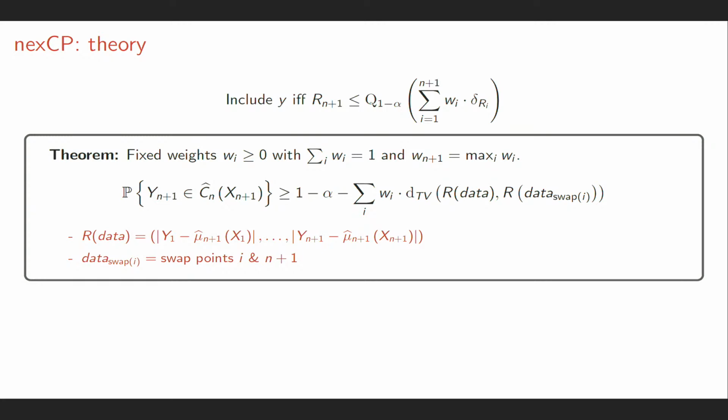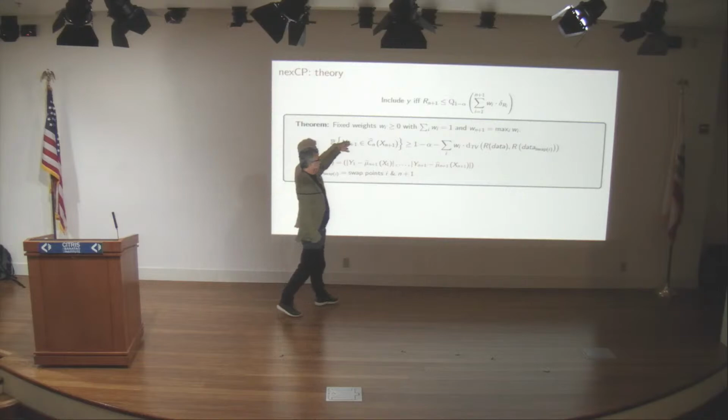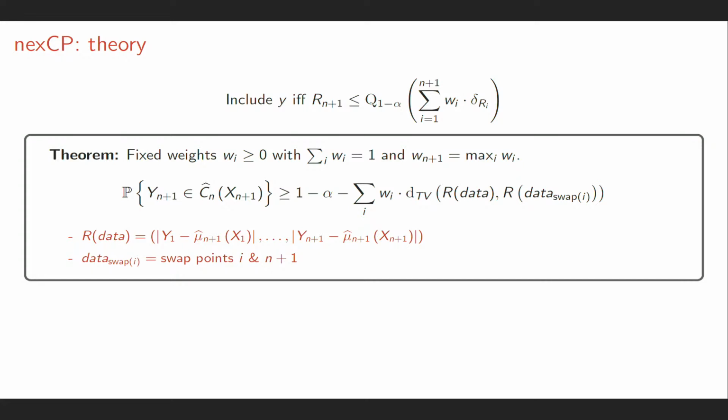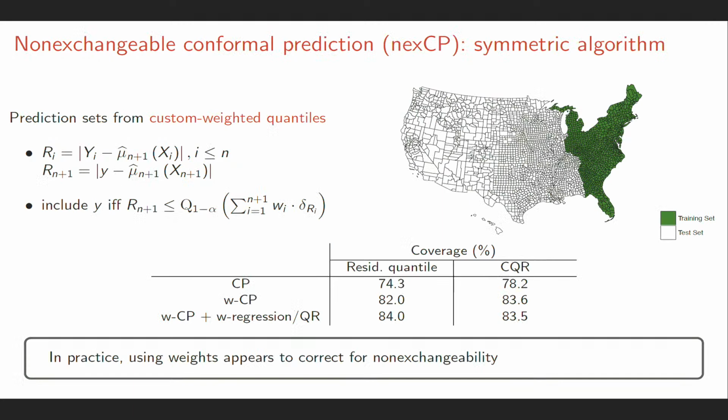The method you've seen: I'm just going to include y if it's below the 90th percentile of some weighted distribution of the residuals. And the result says this. Fix the weights w_i so they sum up to 1, and the maximum weight you give is to the test point. Then the coverage is 90% minus this term. So we may experience a loss of coverage. In fact, we saw a little bit of loss of coverage, you know, 8% or 6% loss.